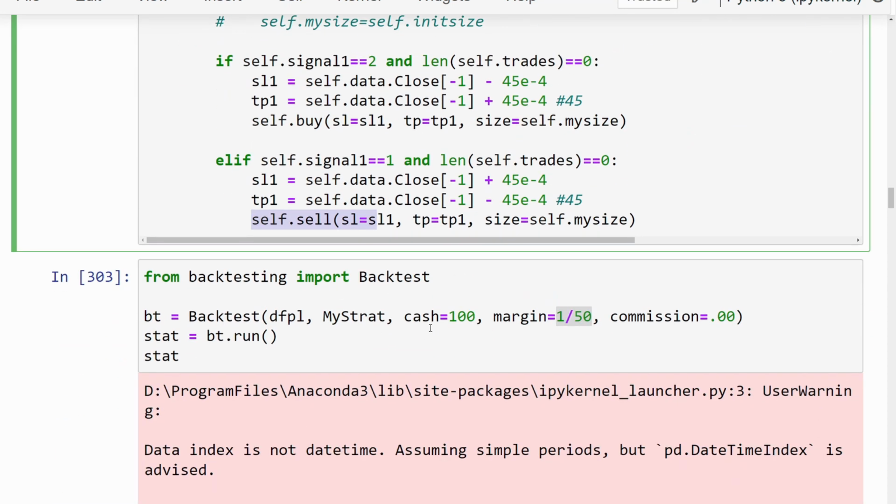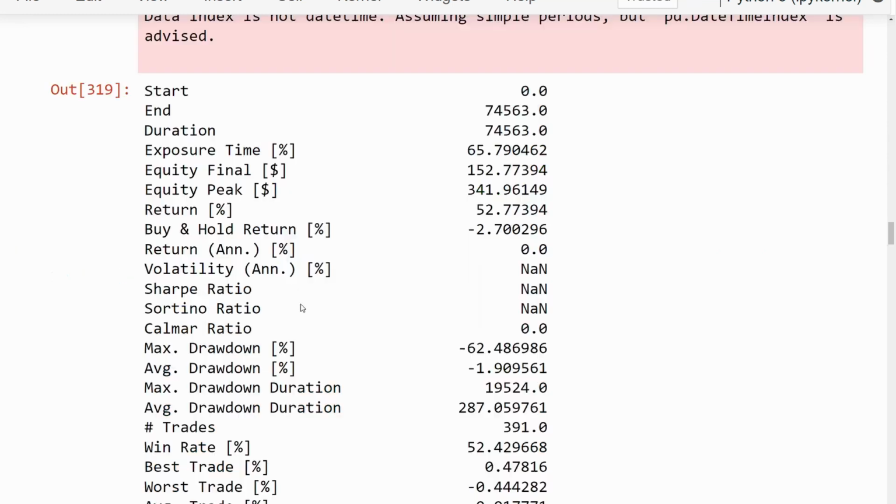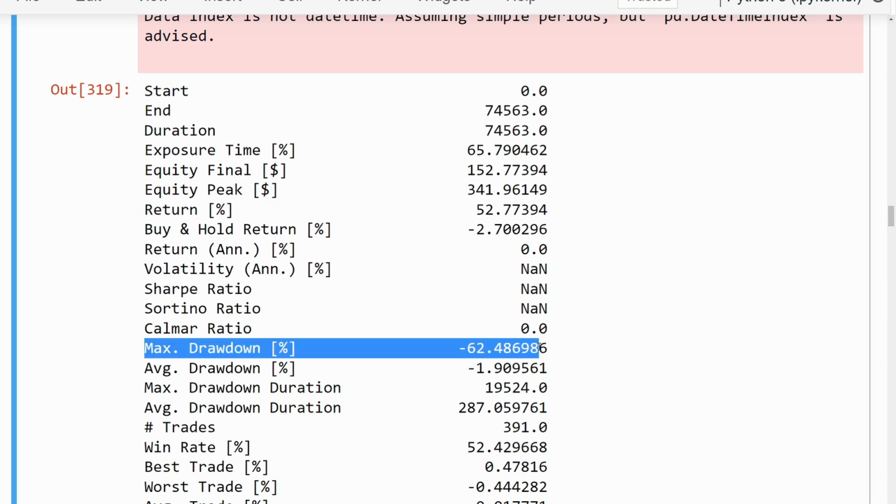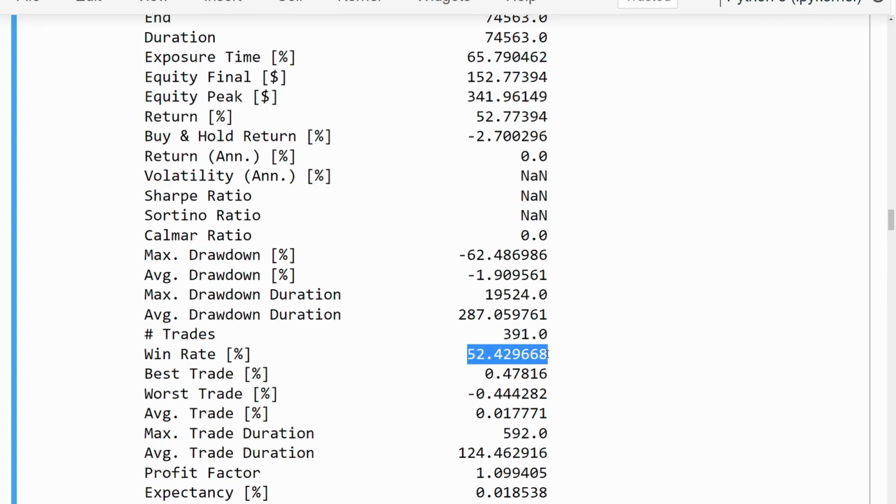And the backtest over a $100 account, so we have an income of 52%, like a return profit of 52%. You have a maximum drawdown of minus 62%, which is something to consider if you are trading with 20% of your equity. The winning rate is 52%. It's not that bad. It's not spectacular either.